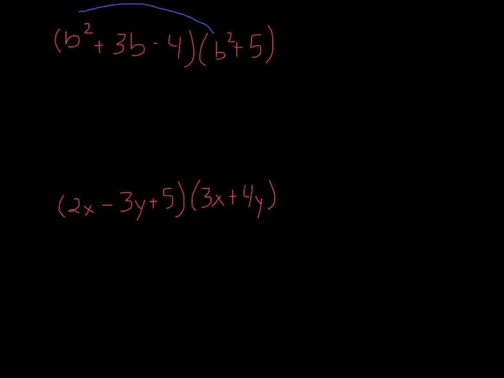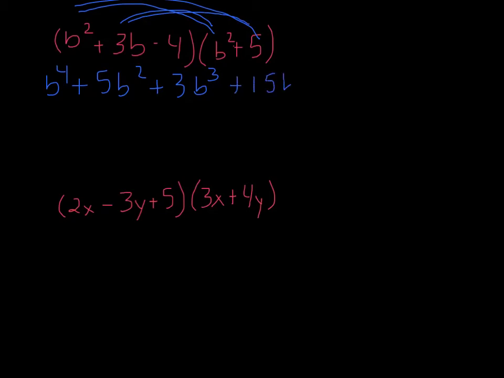So we'll start with b squared times b squared is going to be b to the fourth. B squared times 5 is plus 5b squared. We have 3b times b squared, that's going to be plus 3b to the third. We have 3b times 5 will be plus 15b. And last but not least, negative 4 times b squared, and negative 4 times 5 is negative 20. Sorry, I wasn't thinking yet.